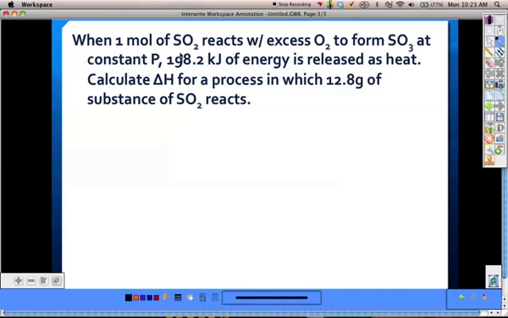So SO2 reacts with O2. Those are my reactants. It tells it to me right there. So I'm going to start out by writing SO2 plus O2. And it says it forms SO3. So I do my arrow, and my product is SO3. Go ahead, try to balance that one on your paper. Please do not shout anything out.